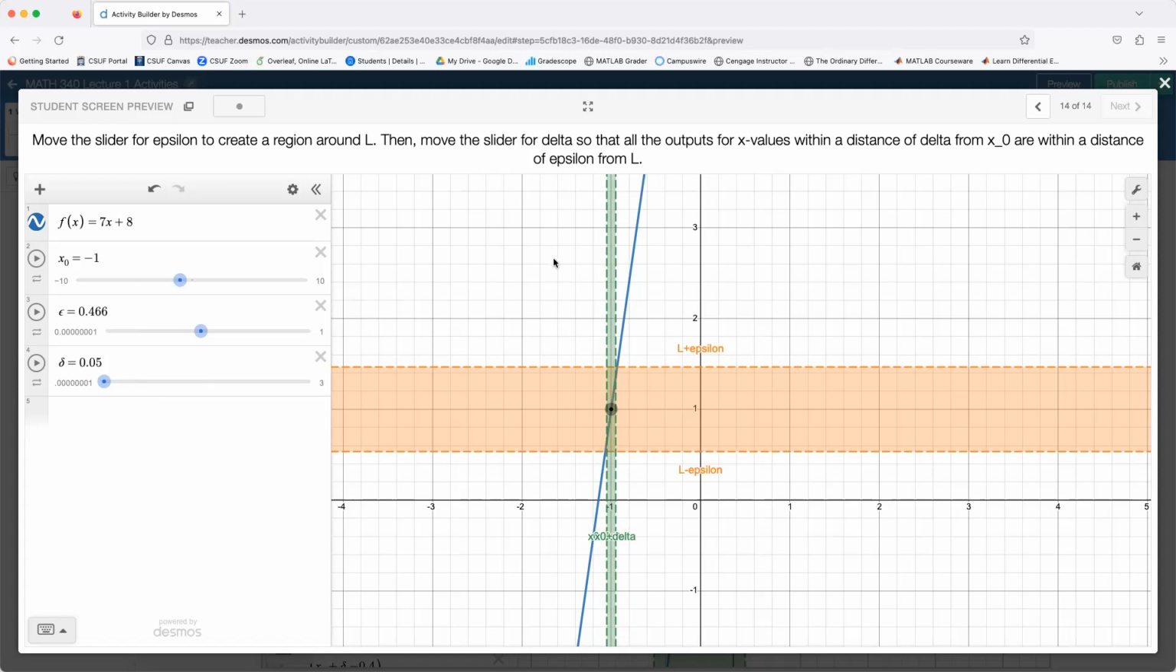Okay, so how do we do that? Let's go back over to the whiteboard and see if we can get that to work.